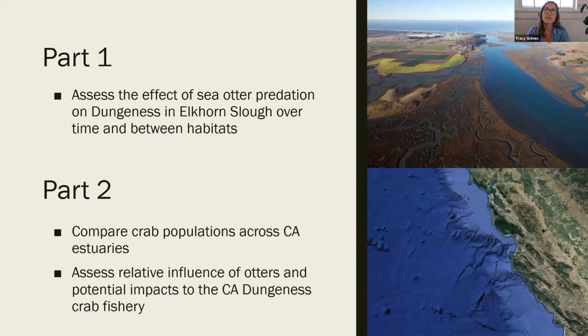The first part is looking at one estuary where both of these species overlap in California. This is Elkhorn Slough. So looking at the effects of sea otters on that Dungeness crab population in Elkhorn Slough. And then for the second part, I'll zoom out and we'll look at what the crab populations look like in a few different California estuaries, and also try to relate this back to the Dungeness crab fishery.